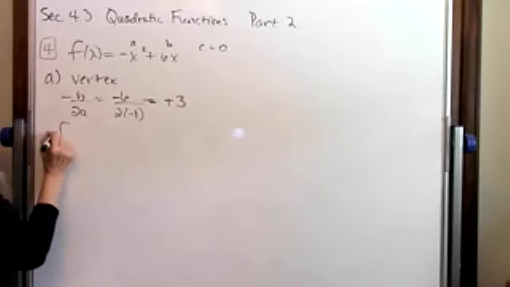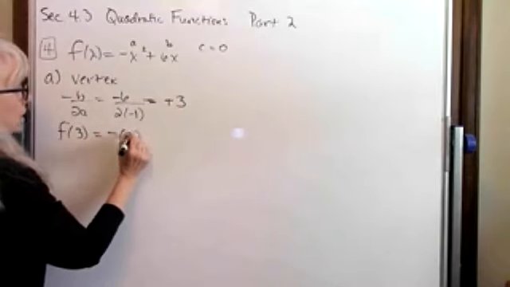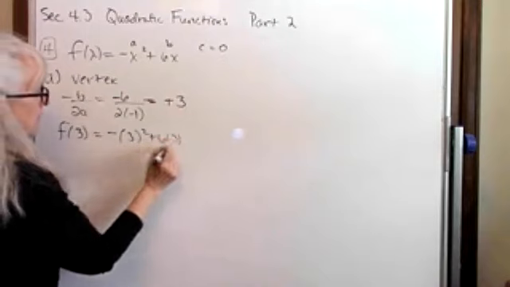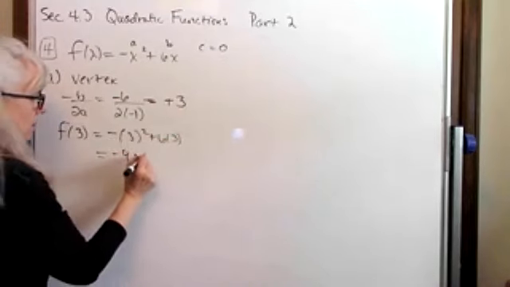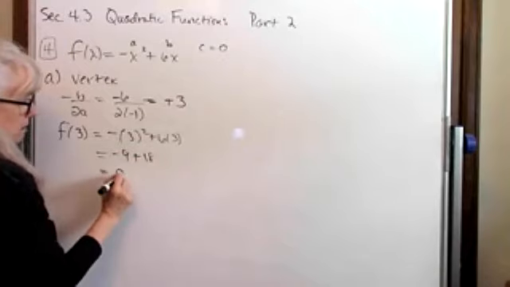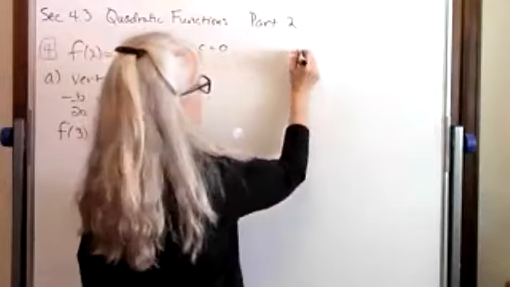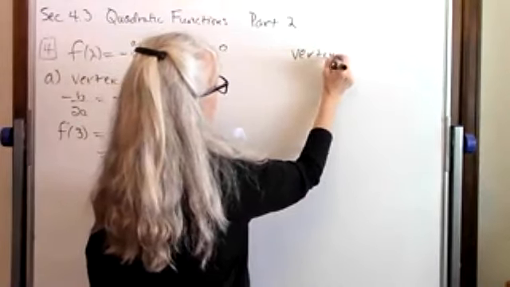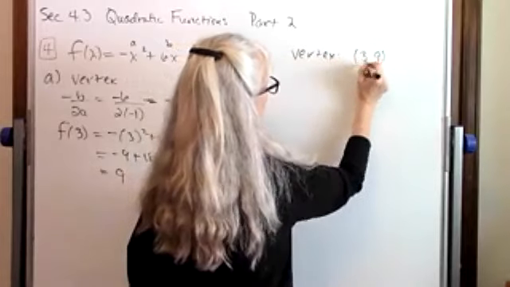We're going to plug that back in and find f of 3. So that would be a negative of 3 squared plus 6 times 3. And again, do the exponent first. So this is 9. This is a negative 9 plus 18, which is going to give me 9. So our vertex is at the point 3, 9. I'm going to keep everything over here so we have it in a minute to be able to graph. So the vertex is the point 3, 9.